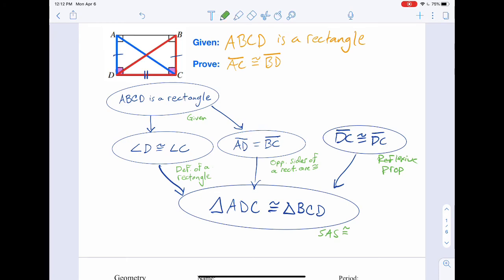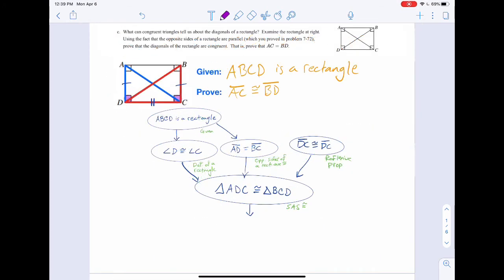We are going to extend our flow chart. Hit pause, try to extend it to prove that AC and BD are congruent. Come back when you think you're ready. So hopefully you were able to look back at some previous problems and see that when we prove that triangles are congruent, we can then say that all of their corresponding parts are congruent. So are those two segments, AC and BD, corresponding? Well, let's look at the statement above.